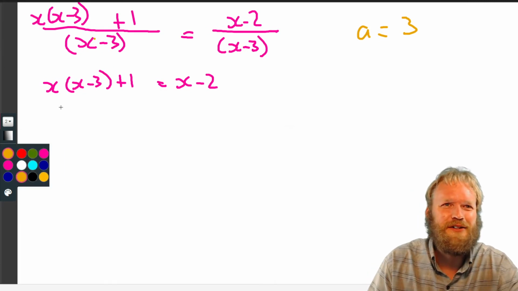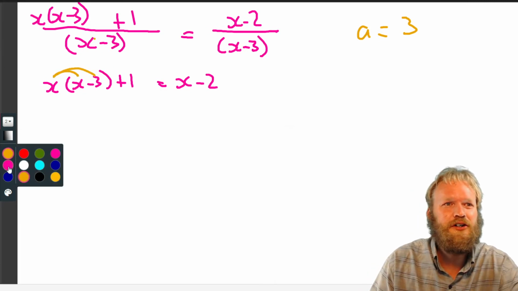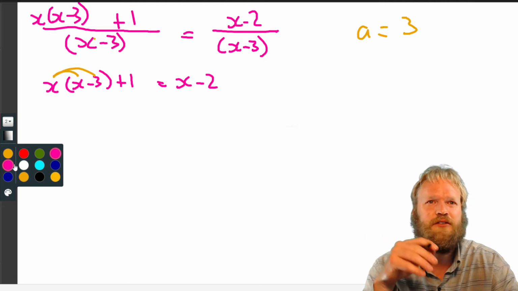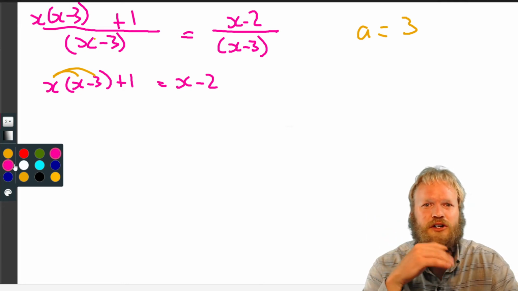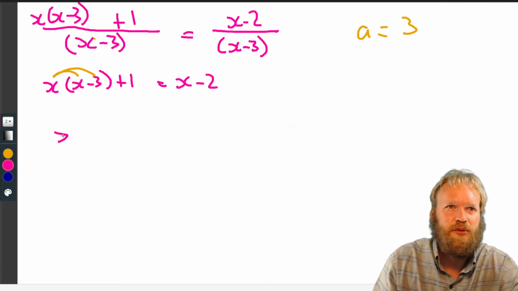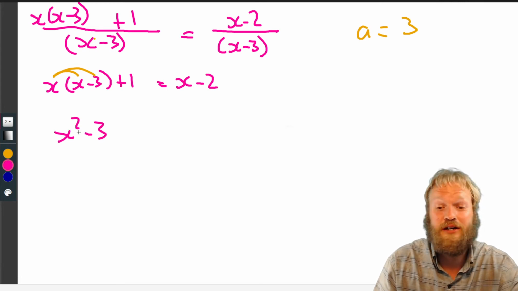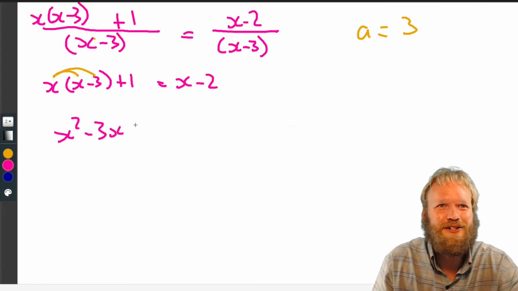And let's multiply this x in. So go for it, multiply it in, and simplify that equation. Okay, so maybe you went like x squared, x squared, yeah, it looks like what we were doing. Minus 3x plus 1 equals x minus 2.